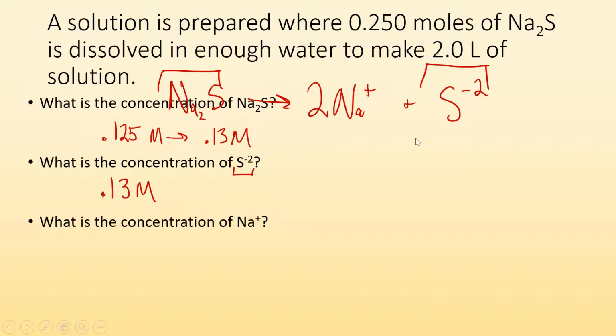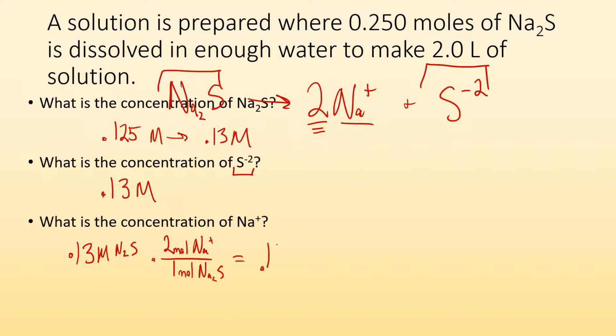But what about the sodium ion? Well, for every one of those compounds, I end up with 2 sodium ions. So it's really going to be like this. It's like 0.13 molar for Na2S. But then we want to go, well, for every 1 mole of Na2S, we get 2 moles of Na plus. So we're timesing that by 2, and we get 0.26. It'd be twice as much because we get 2 sodium ions from it.